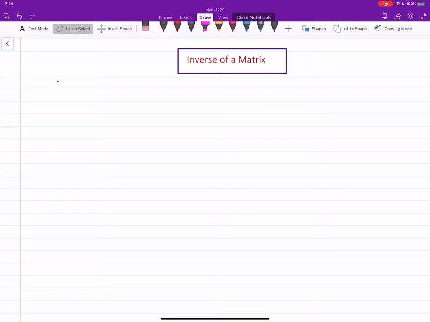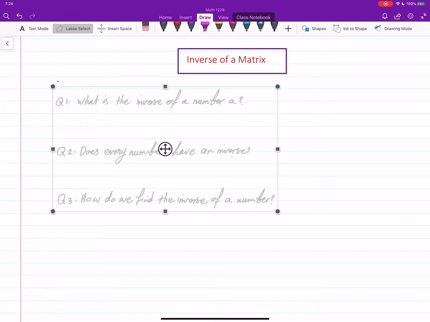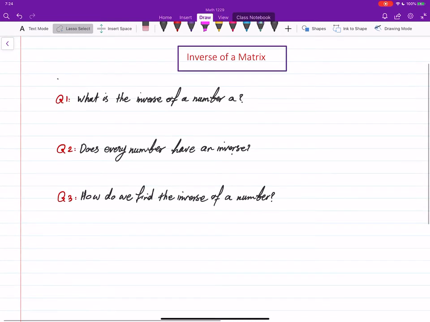Hi, in this video we will learn what it means for a matrix to have an inverse. We call such a matrix an invertible matrix, and we will see some basic properties of what it means for a matrix to have an inverse. Let me start with three questions, actually, for numbers.